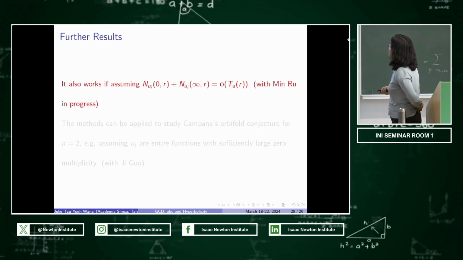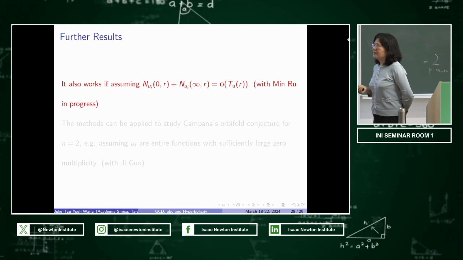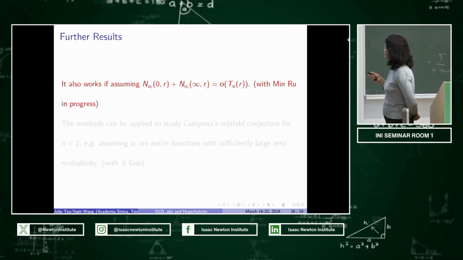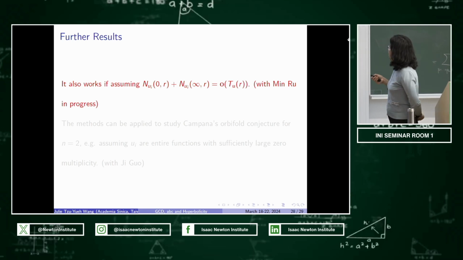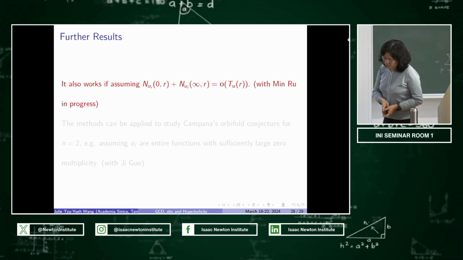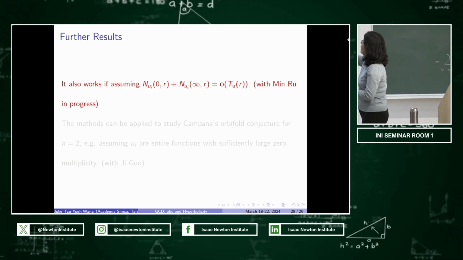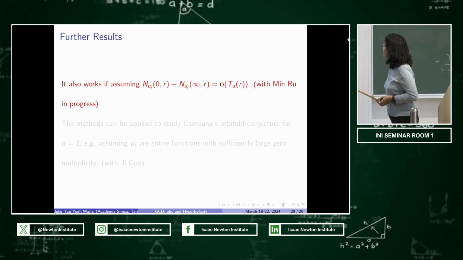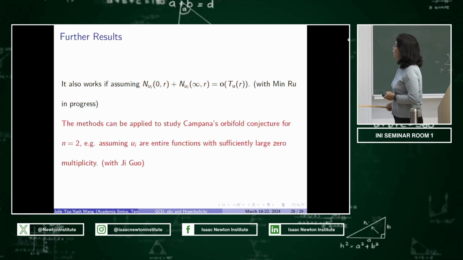So, further results. As I indicated, this method doesn't just work for units. It also works as long as the zeros and poles are small. So in this case, it's working. And furthermore, this method also works for Campana's orbifold conjecture.